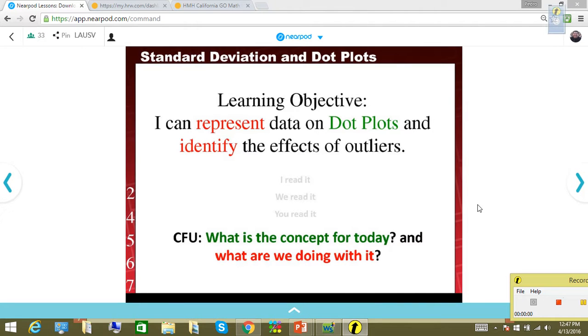Okay. Our objective for today: I can represent data on dot plots and identify the effects of outliers. Let's read together. 1, 2, 3. I can represent data on dot plots and identify the effects of outliers. So if you notice the first part, it's still the same as yesterday. We already started with dot plots, but we didn't finish the second example, which was identifying outliers. That's what we're going to do today.